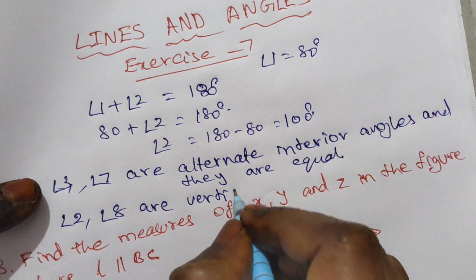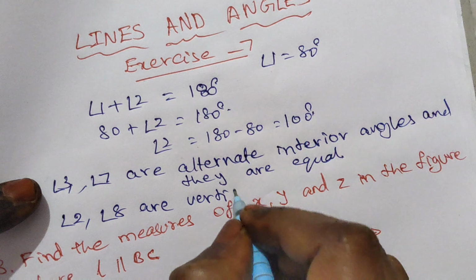Next, fourth question. Angle 4 is given and they are asking for angle 8. These two angles are alternate exterior angles. They are outside, no? So they are alternate exterior angles and they are equal. Angle 4, angle 8 are alternate exterior angles. Angle 4 value is 100 degrees, so angle 8 value is also 100 degrees.